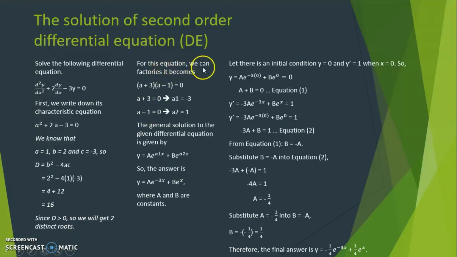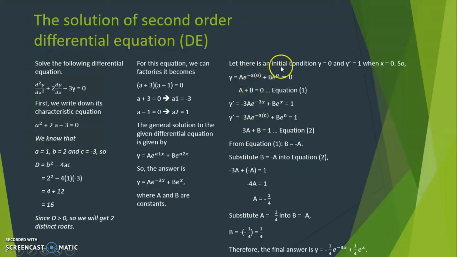For this equation, we can factorize it to become (a + 3)(a - 1) = 0. So we will get the values of a equal to -3 and 1. The general solution to the given differential equation is y = Ae^(a1x) + Be^(a2x). We substitute a1 and a2 into this general solution, and we get y = Ae^(-3x) + Be^x, where A and B are constants.